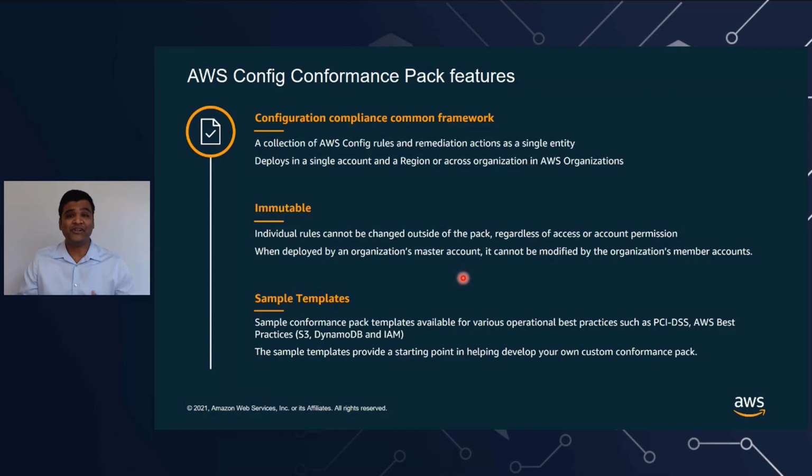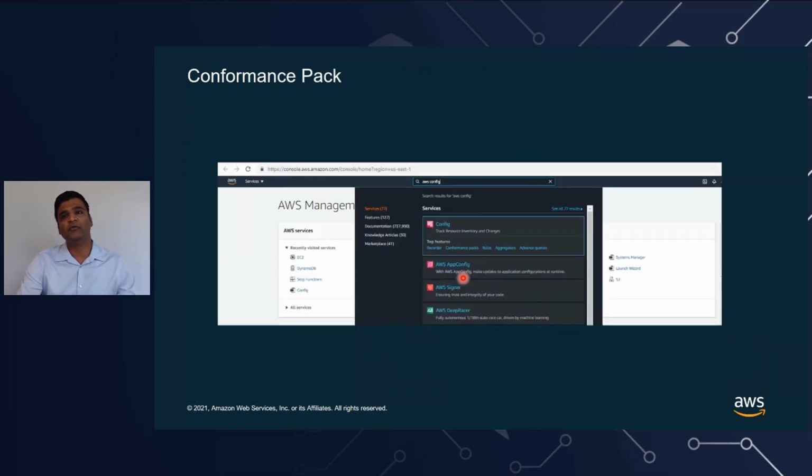Now, again, this is only a simple template. On top of this, you can define your own Config rules and create custom conformance packs based on your security requirements. So I'm going to walk you through a simple way of how you can enable a conformance pack. Please feel free to follow along with me if you are already on the AWS console. The service is available in AWS Config.